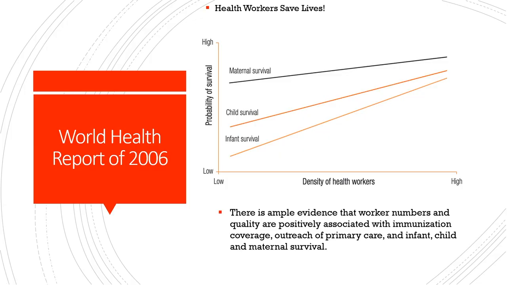If you look at this figure here, the x-axis shows the density of health workers from low to high, and the y-axis shows the probability of survival of infants, children and mothers from low to high. If you look at the upward sloping curves, this basically shows that as the density of health workers increases, the probability of survival of infants, children and mothers also increases.